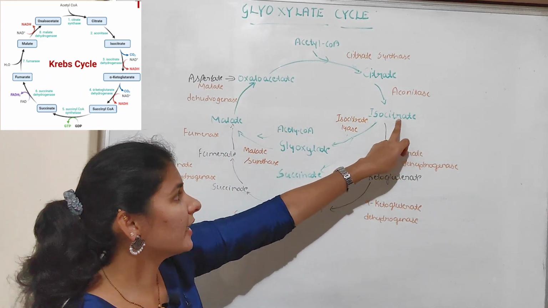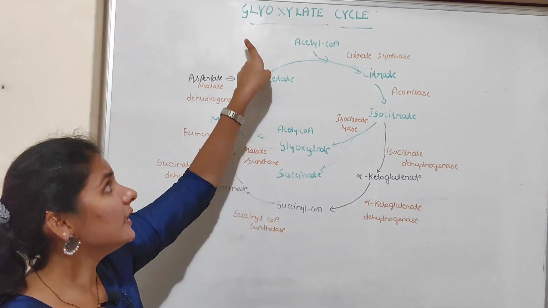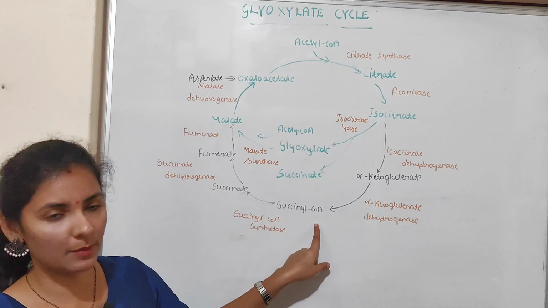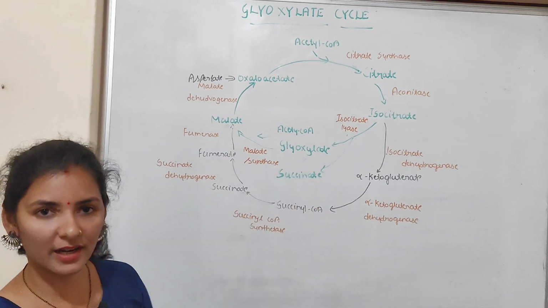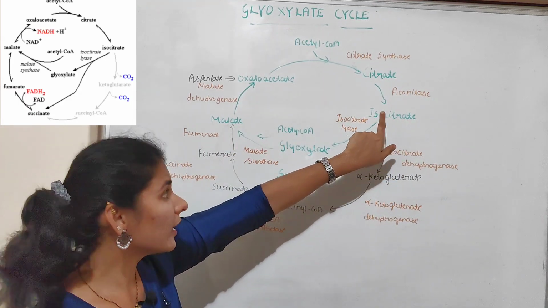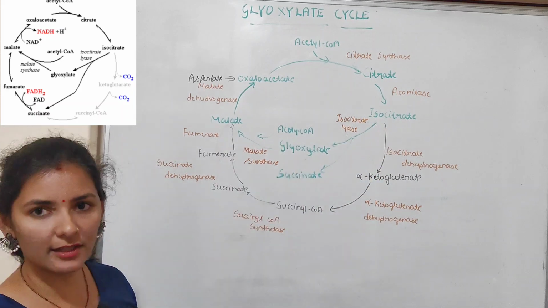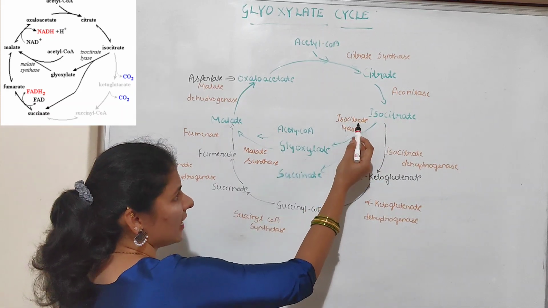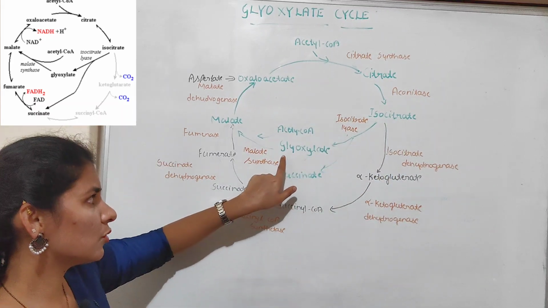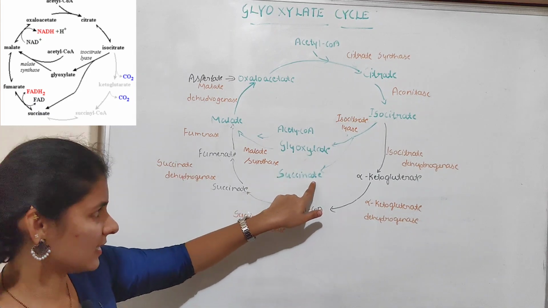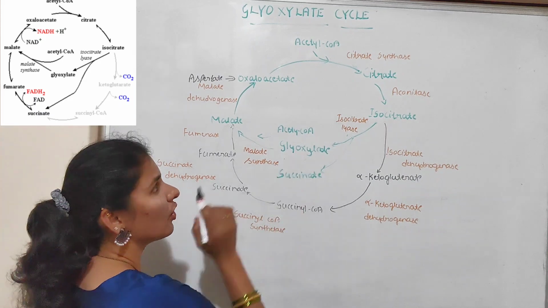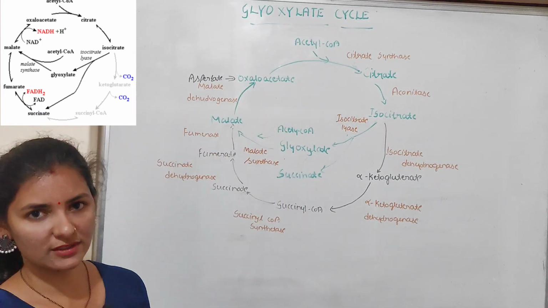Instead, isocitrate is directly converted into succinate. So, in the glyoxylate cycle, these two decarboxylation steps are bypassed to save two carbon atoms, and that is saved in the form of glyoxylate. So in the next step of the glyoxylate cycle, isocitrate is split, or lysed, to form succinate and glyoxylate in the presence of the enzyme known as isocitrate lyase. So isocitrate is split into two compounds, glyoxylate and succinate. Because of this glyoxylate, this cycle is called the glyoxylate cycle.